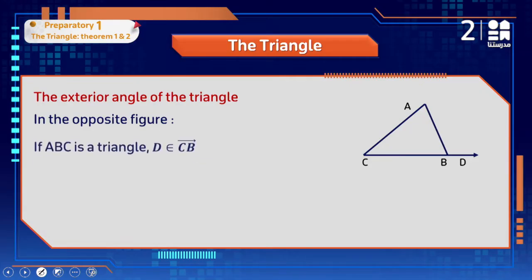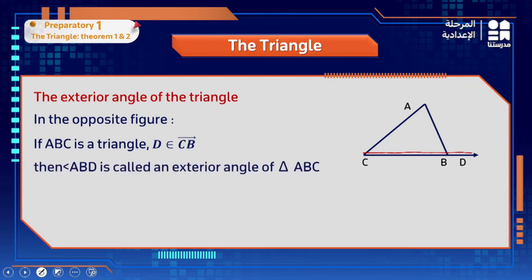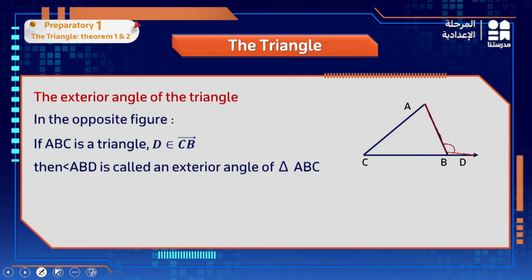Here we have the exterior angle of the triangle. In the opposite figure, if ABC is a triangle and D belongs to the ray CB, then angle ABD is an exterior angle of the triangle ABC. So if they are on the same line, this one is an exterior angle. Okay, what about this case?